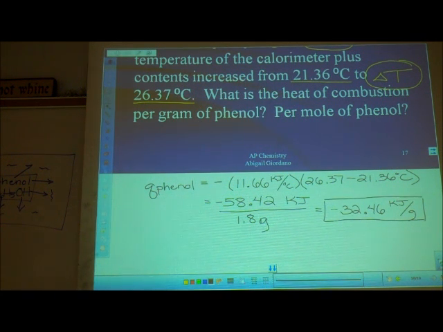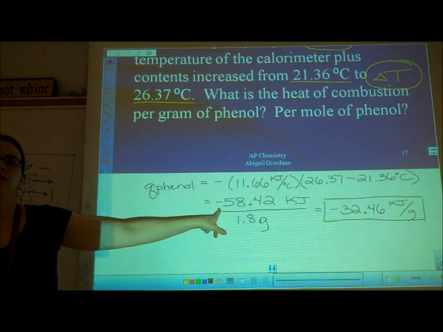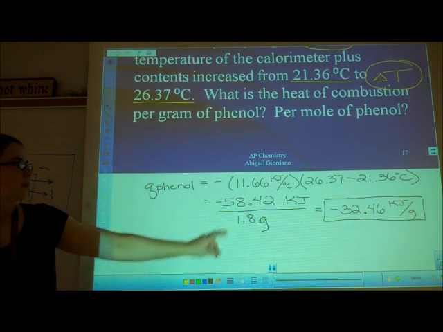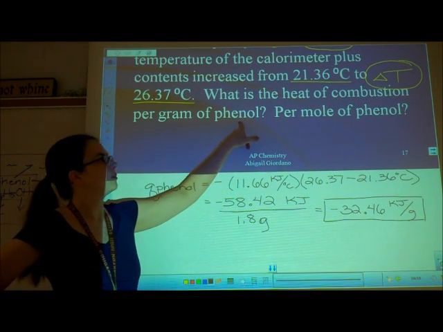Now, guys, our final answer here came out to be negative. Should it be negative? Why? Because it was an exothermic reaction. I knew that before we did any number crunching. We knew that because the water was heating up. Okay? So that answers this one.